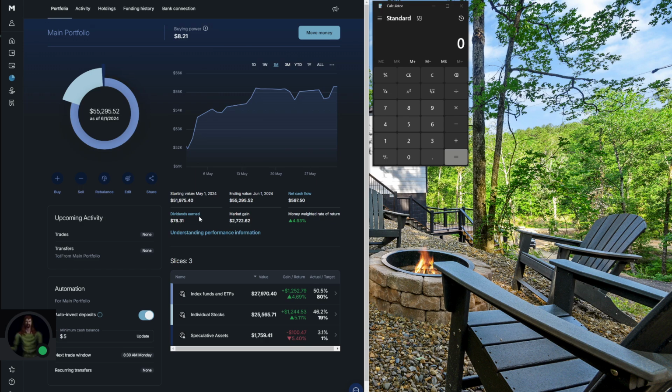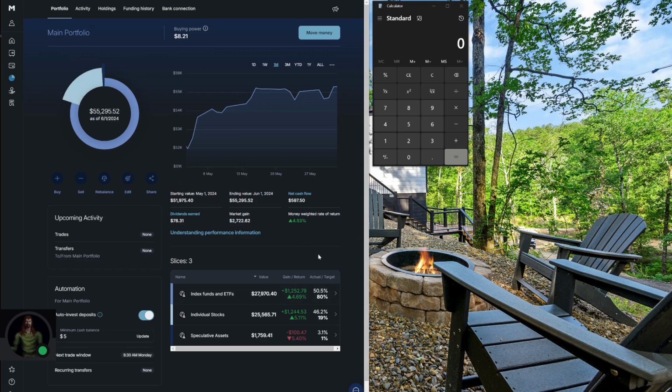This is May of 2024 performance. Starting value of this account, $51,975.40. Ending value, $55,295.52. Every month I put in $600 into this account, and it auto invests based on how I have my pie set up.